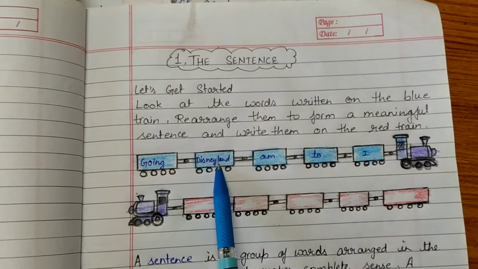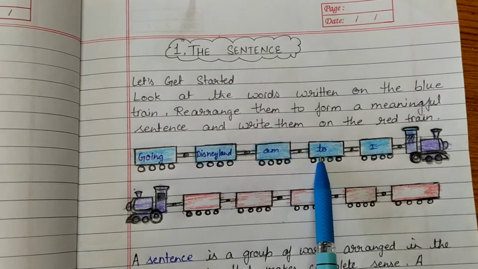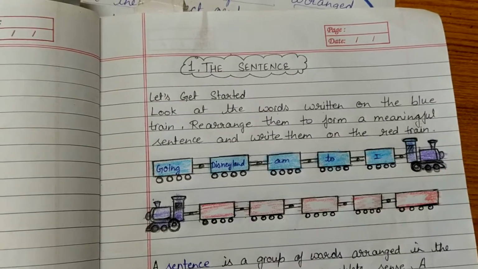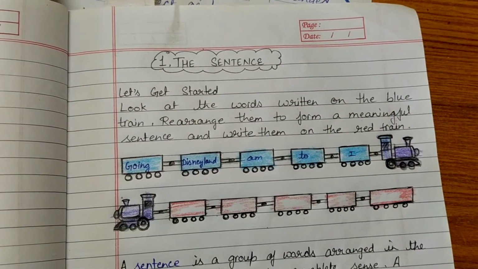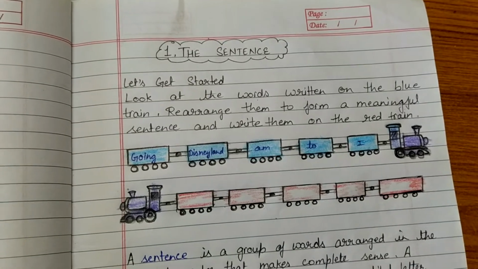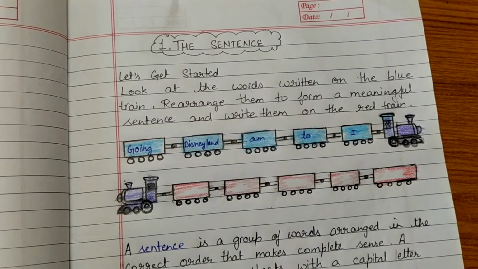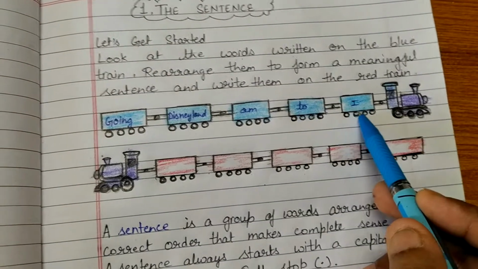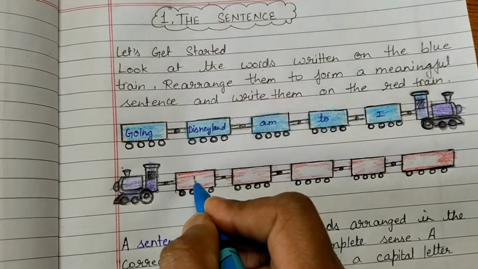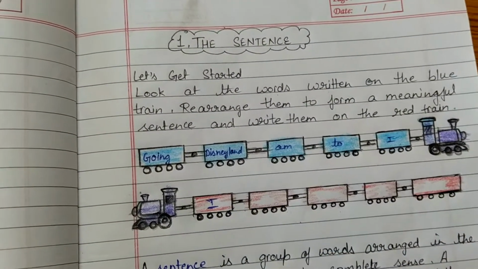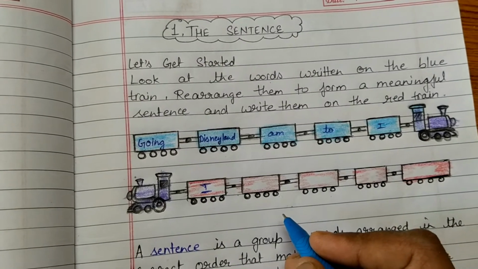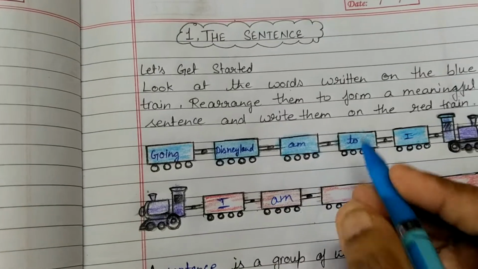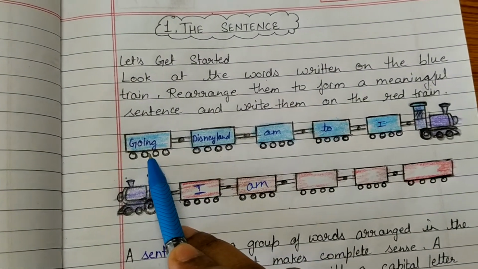Going, Disneyland, to, I, am. Going Disneyland to I am. Is it making sense? No, it is not making sense. So let us try to rearrange them to make a meaningful sentence. Now tell me what can be written first. Yes, let us start. I. I'm writing here. Then which verb do we use with I? Am. Yes, we will write here. Am. Next is going.